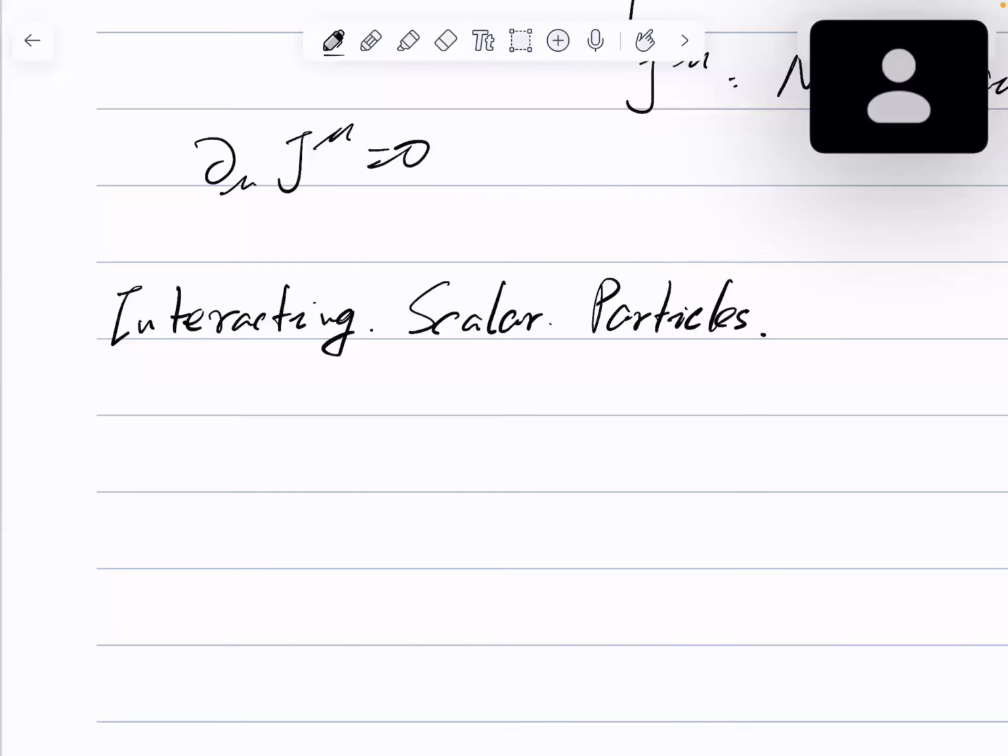So how do we obtain interacting scalar particles? Well, we add an additional term to the Hamiltonian H. I think it's the easiest way to obtain an interacting system. Now, what's the restriction on this additional term? Because this Hamiltonian generates the time evolution operator, we require this additional term to be Hermitian.